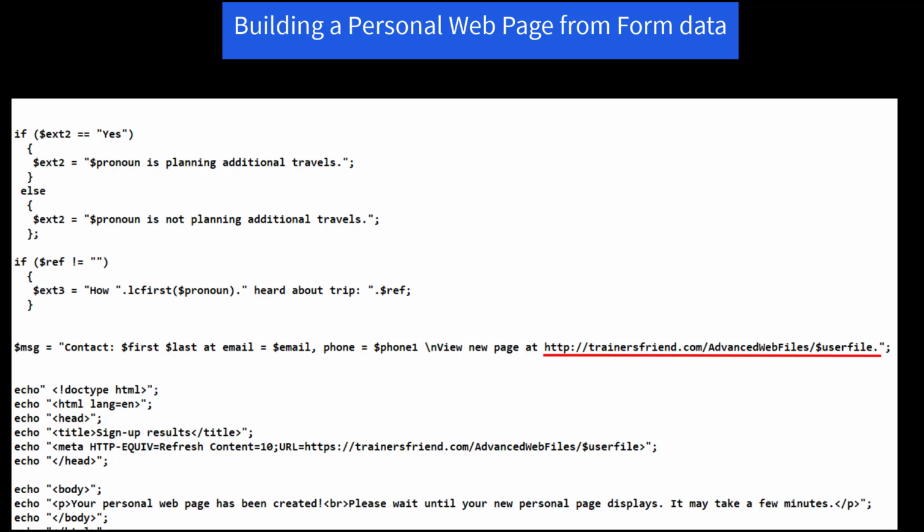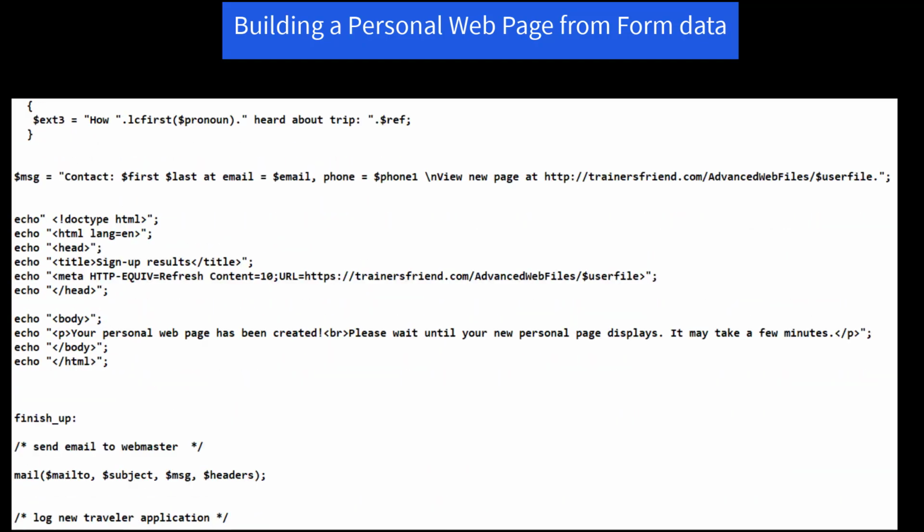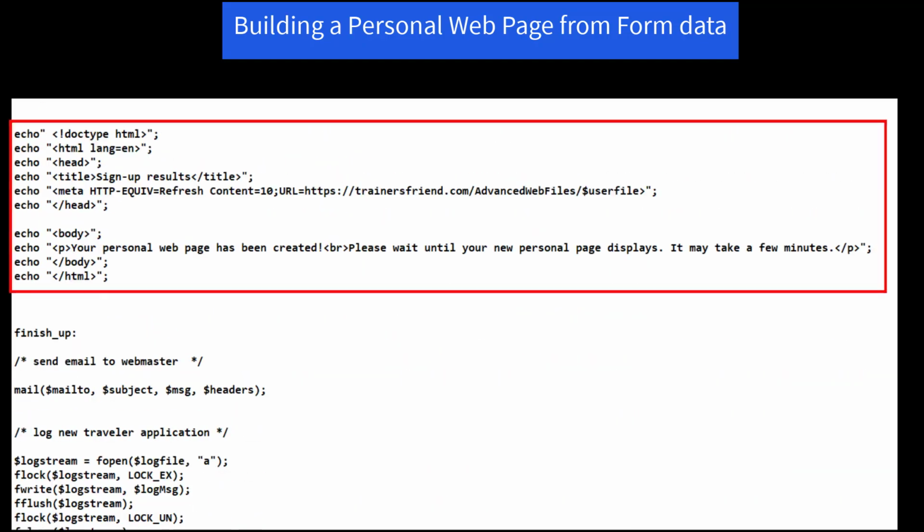Now we actually build our reply page for the user. So we have our doc type, our HTML, our head start tag, title, sign up results. Now here's a meta, which is how we schedule for the file to be seen or displayed to the user. So we have that HTTP equiv refresh, content equals 10, so in 10 seconds, although it may take longer. And then what should we refresh it with? And there's the URL, which points to the user's personal web page we just built.